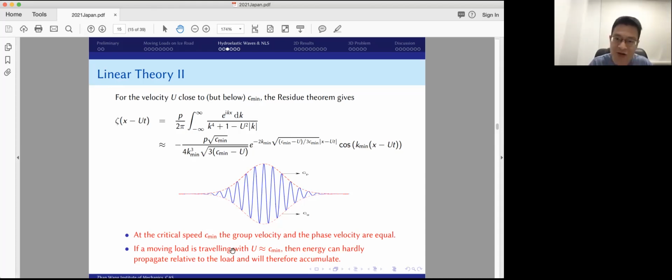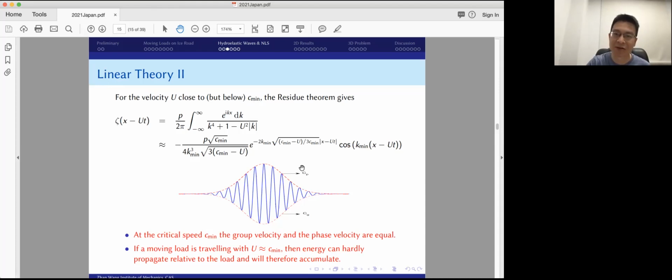The load injects energy into the system, and all the energy is fully localized, because it cannot propagate away from the pressure. So the energy accumulates within a very small regime. As energy accumulates, the amplitude increases. As the amplitude becomes very large, nonlinear phenomena have to be incorporated into the system. So the linear theory fails near this critical point.